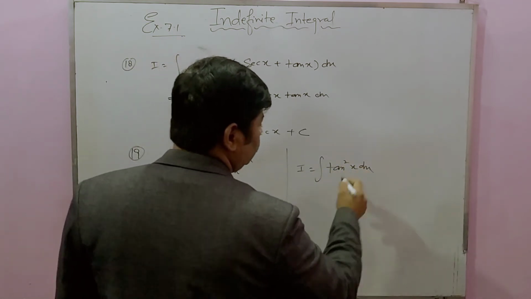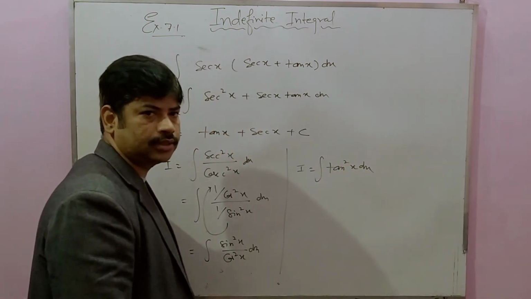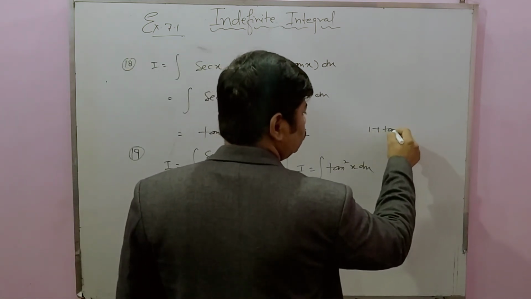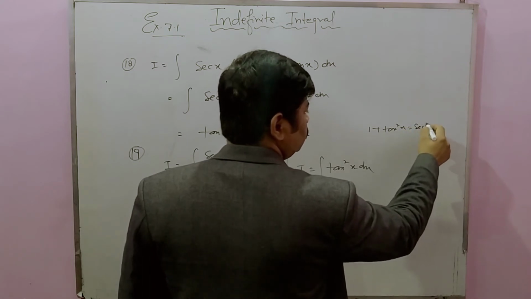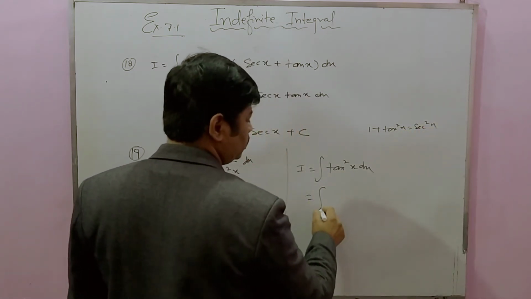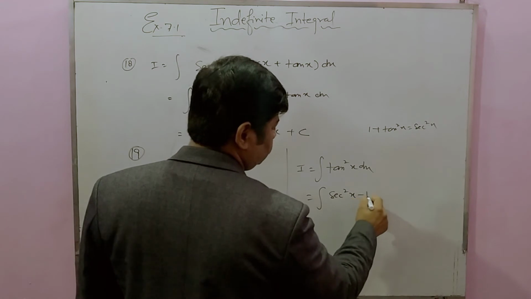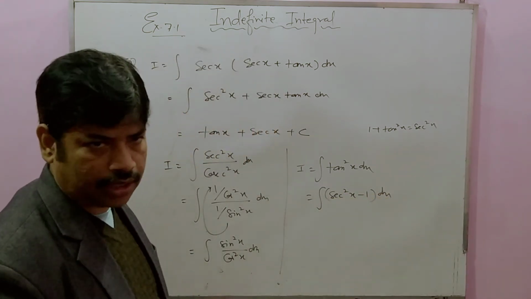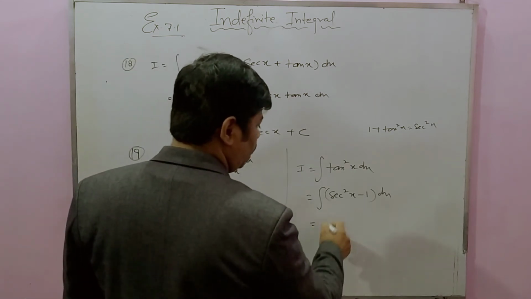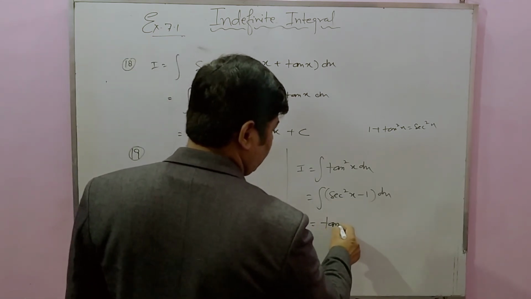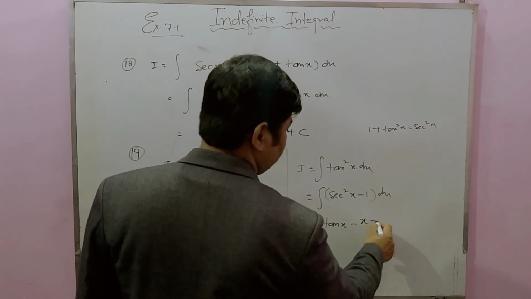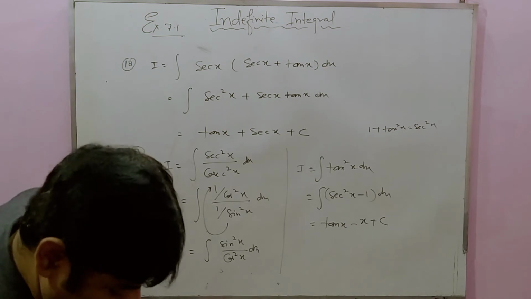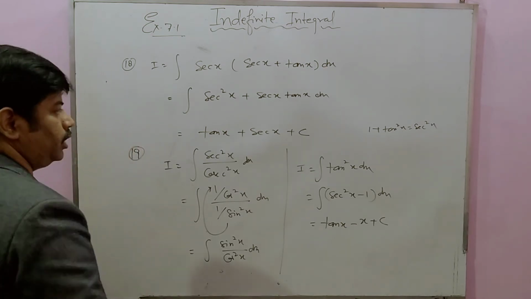We don't know the integration of tan square x. So we know the identity 1 plus tan square x is equal to sec square x. So the value of tan square x is sec square x minus 1. And we know the integration of sec square x is tan x and the integration of 1 is x, plus c. So this is your question number 19. Okay, note down.